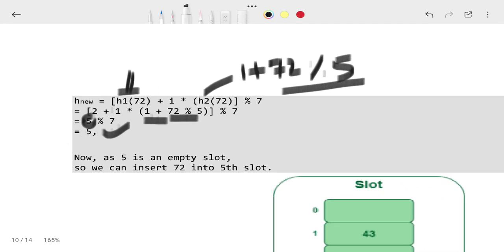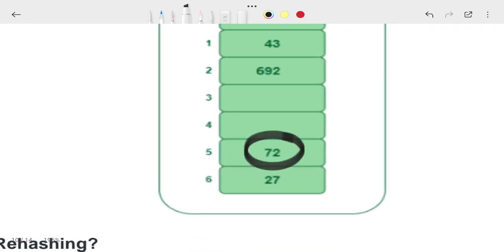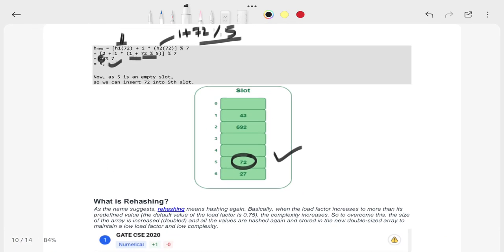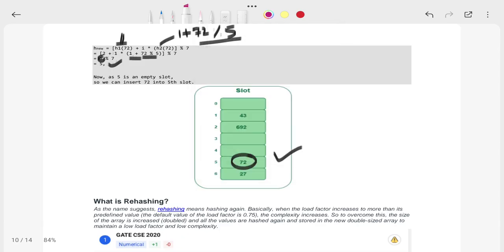So add 5, I will place 72. Done. I think that you understand. This is very, very simple. So this is the meaning of double hashing. Okay. Now there is another question they can ask during placement.